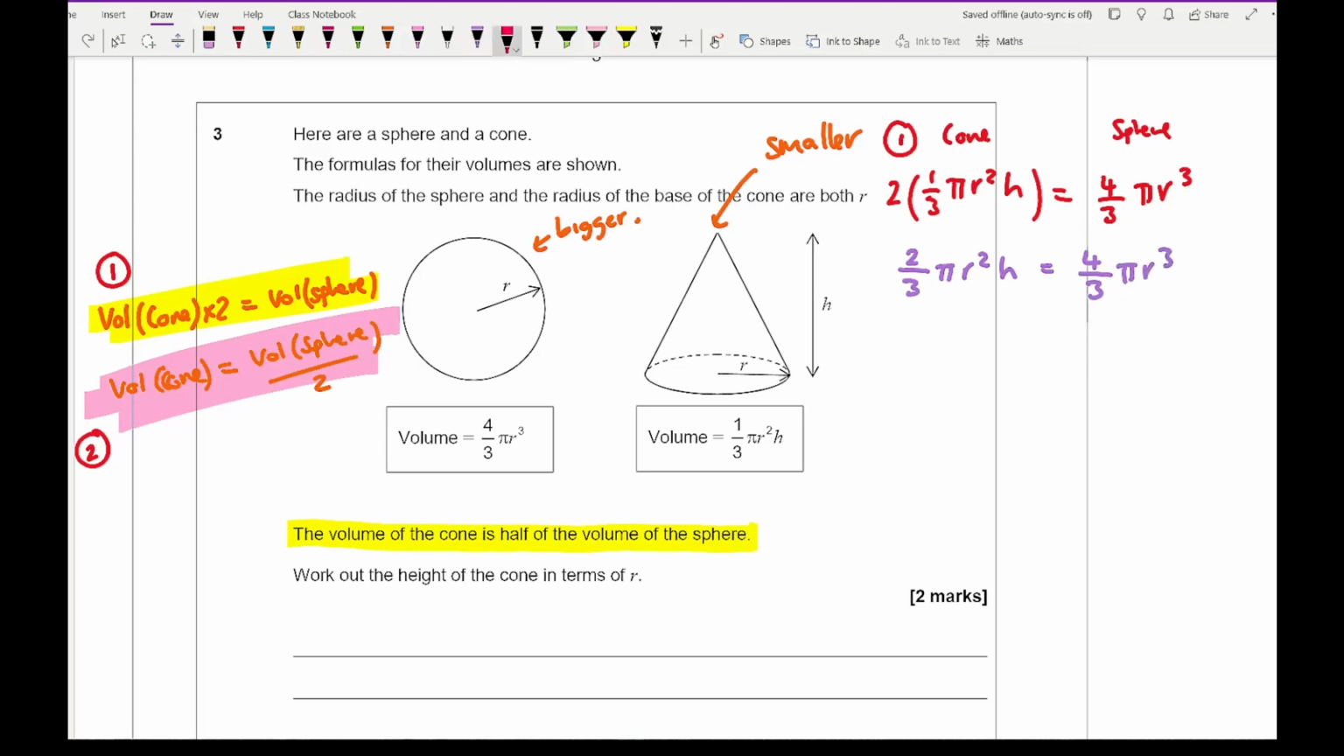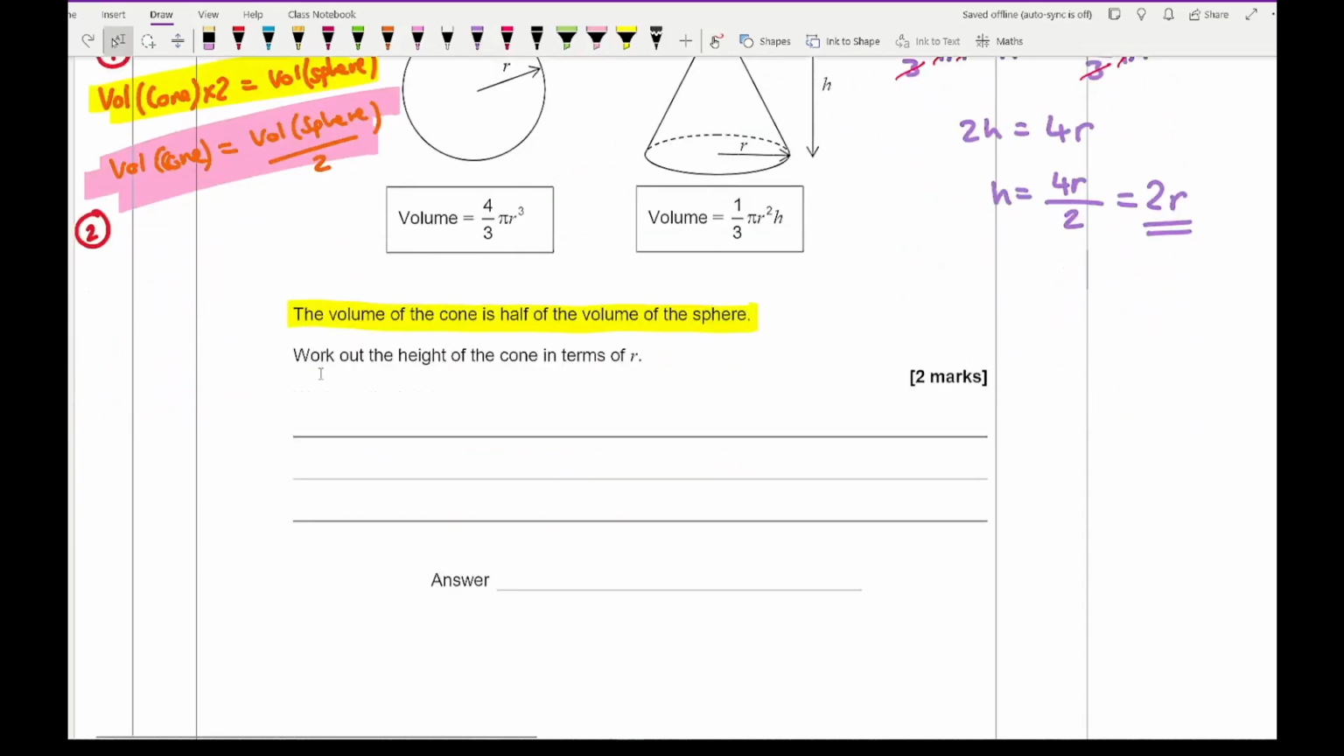Now, cancelling what both sides have got, I can take away the 3 because we're dividing by 3 on both sides, and I can cancel a pi, and I can also cancel 2 r's. So I'm left with this. So what am I left with? Well, I'm left with 2h equals 4r. So therefore, making h the subject, I get h equals 4r divided by 2, which equals 2r. So h equals 2r.